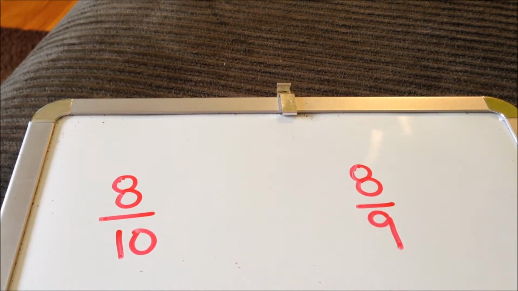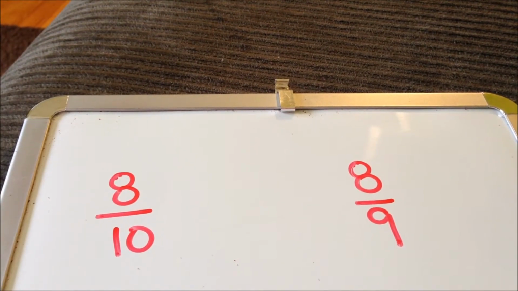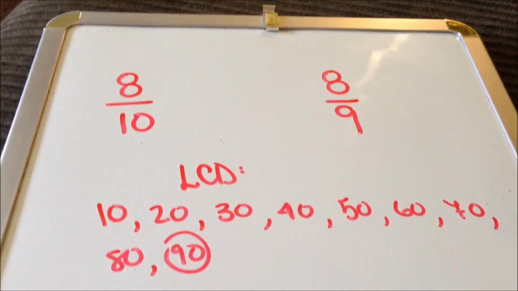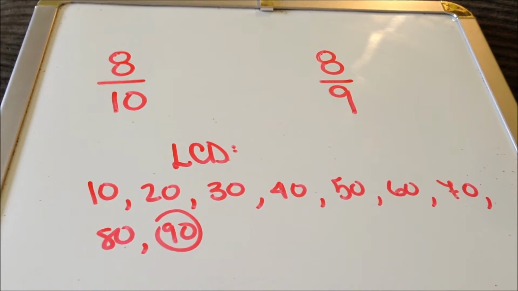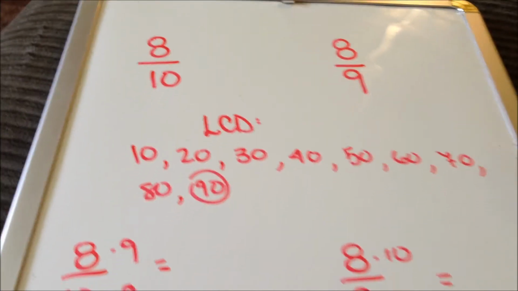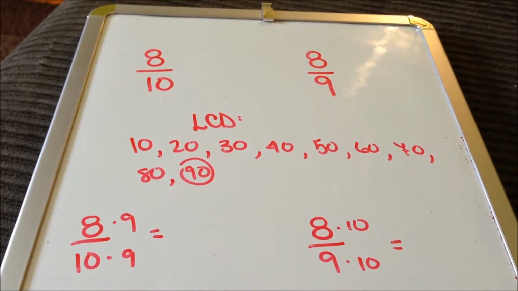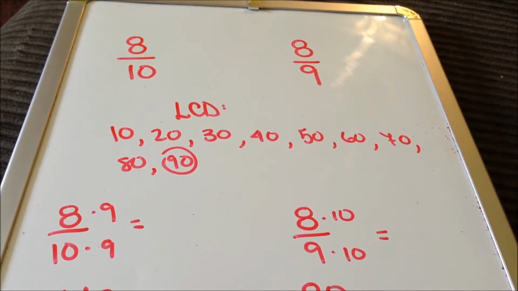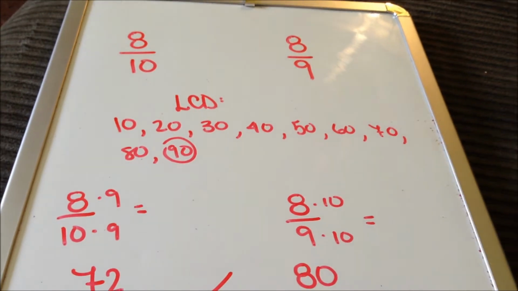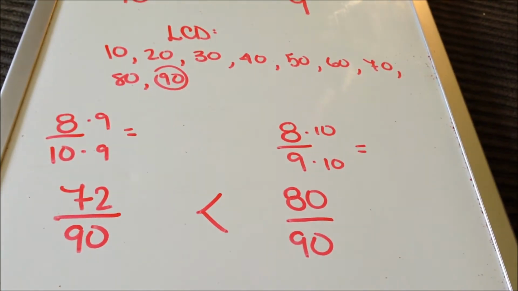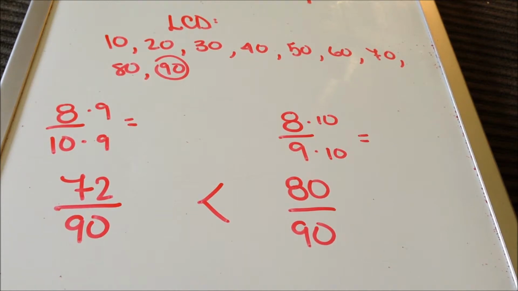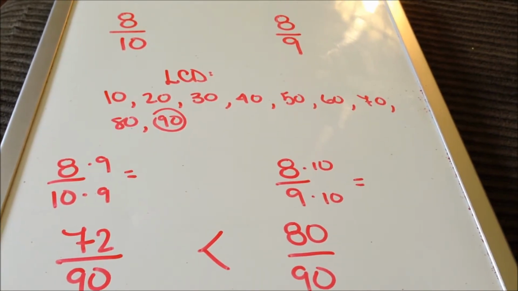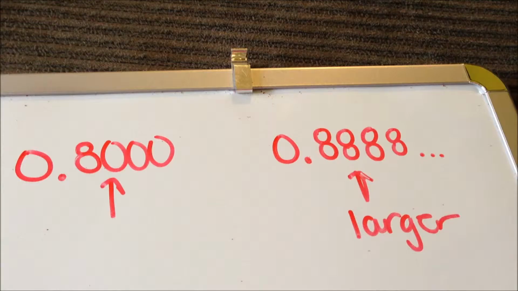Okay, let's make 0.8 a fraction by writing it as 8/10. Then we have to find the LCD. The LCD between 10 and 9 is 90. Then let's write equivalent fractions. So 8/10 multiplies by 9 over 9, and 8/9 multiplies by 10 over 10. So we end up with 72 over 90 and 80 over 90. You can now tell that 80/90ths is greater than 72/90ths. So 0.8 is less than 8/9.